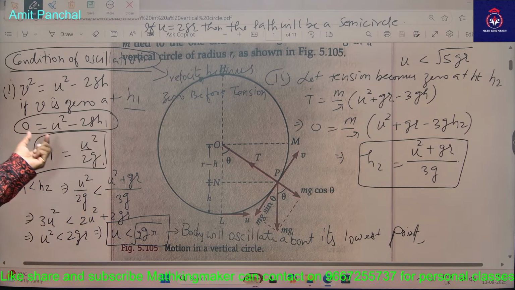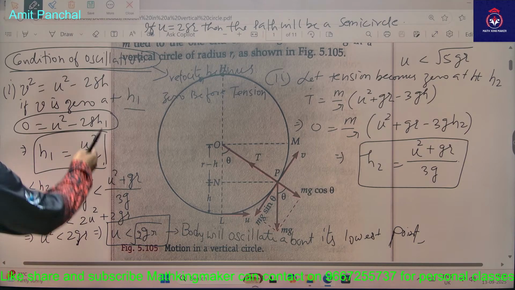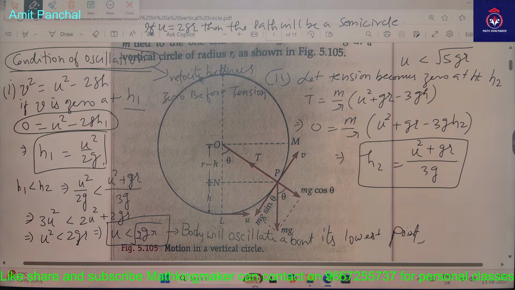It is 0 equal to u square minus 2g h1. So h1 will be equal to u square by 2g. Yes, it will get cancelled, the negative u square.